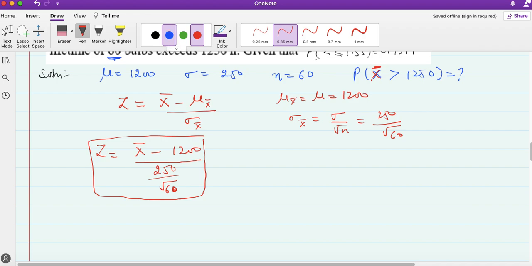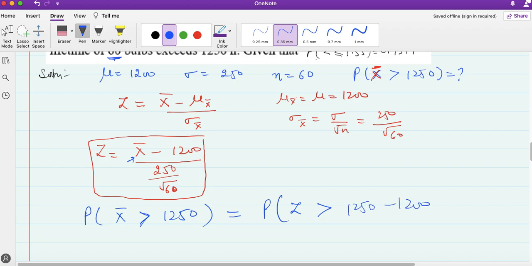Now we can switch over to our question. We want to find the probability of x bar greater than 1250. It's continuous, so we can write greater than or equal to, it hardly matters, right? Now if x bar is my main concern, when I subtract 1200 from it and divide by 250 by root 60, it will convert it into z. So I can replace x bar by z, then my 1250 will be replaced here. So we can write 1250 minus 1200 divided by 250 upon root 60.